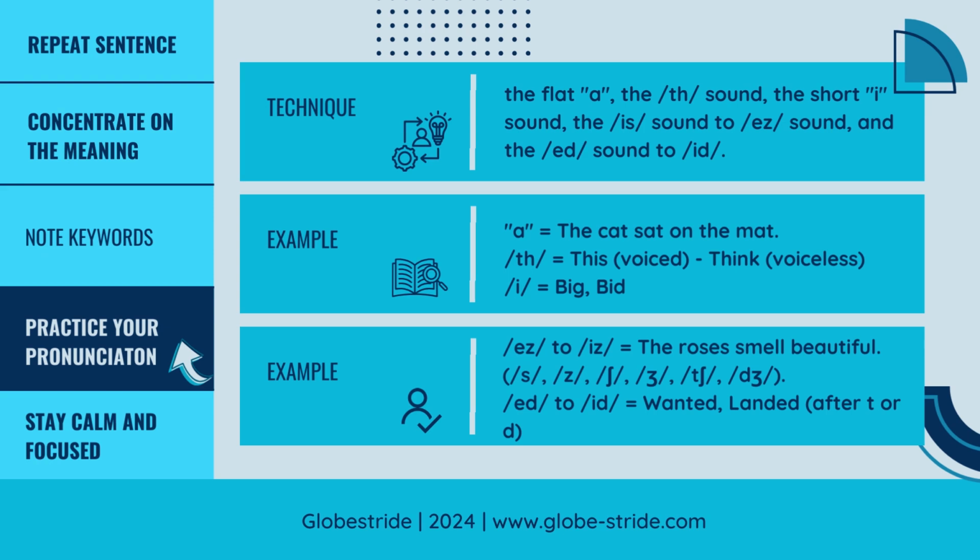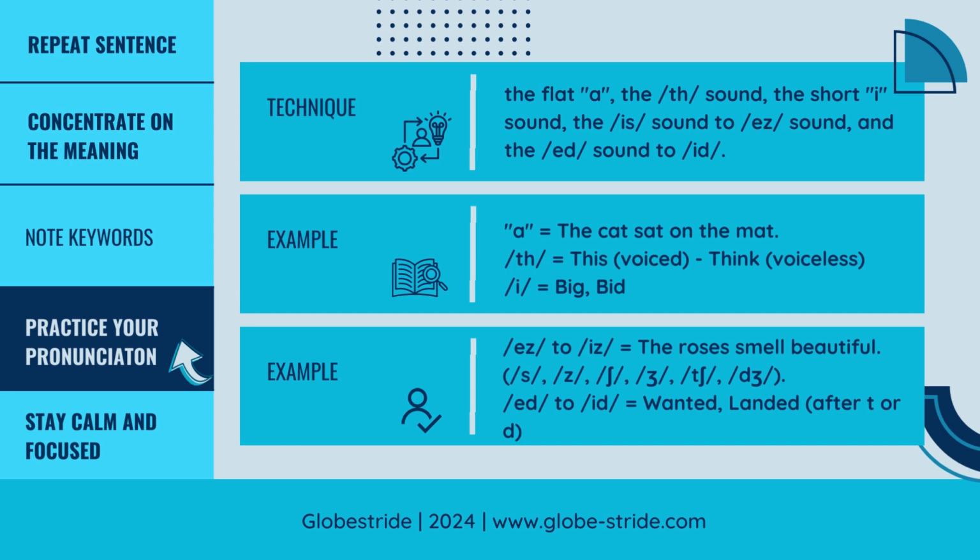The third sound is the short E sound. So the short E sound, like in bed, can be confused with the short I sound, like in bid, right? To make the short E sound, position your tongue just below your upper front teeth and spread your lips slightly. So we say, the red pen is on the desk, right? Practice this sentence, focusing on making a distinct short E sound. You can record yourself to check your accuracy, and you can send your recording to me and I can give you some feedback.